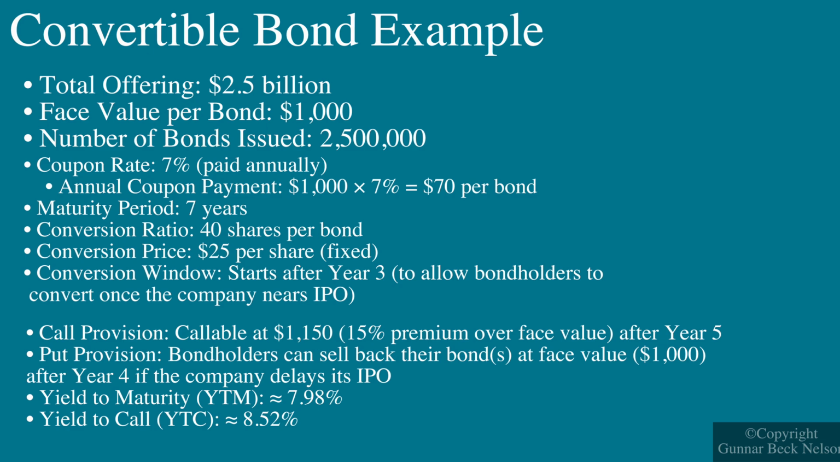Then there's a conversion window, which starts after year 3 to allow bondholders to convert once the company nears an IPO, an initial public offering. And then there's a call provision, which is callable at $1,150 per bond, a 15% premium over the face value, after year 5. The put provision would indicate the bondholders' ability to sell back their bond at face value, $1,000, after year 4 if the company delays its IPO. Meanwhile, the calculated yield to maturity is 7.98% and the yield to call is 8.52%.